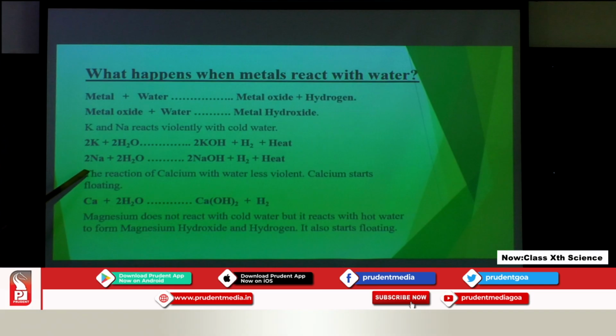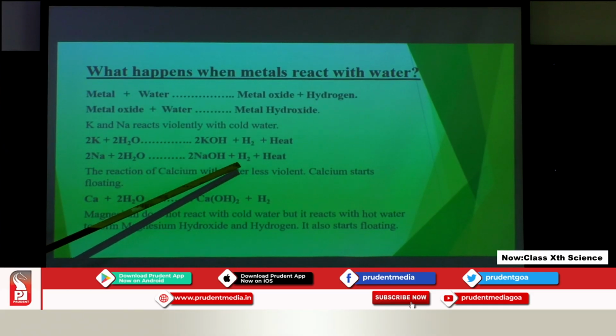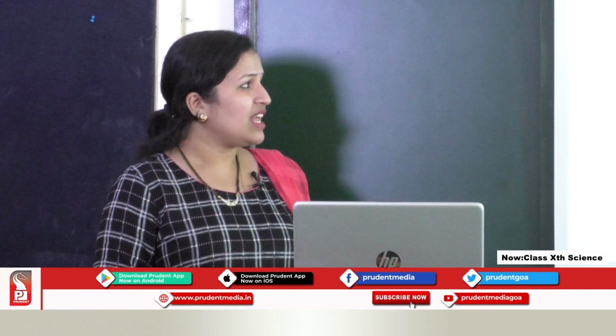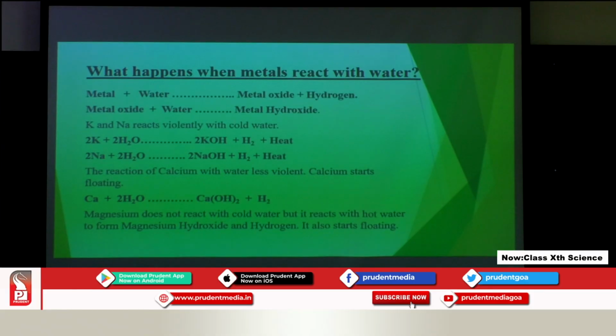The next is sodium. Sodium, when it reacts with water, gives sodium hydroxide. Sodium hydroxide is also an alkali. Hydrogen gas is released and heat is evolved. So, both the reactions, with sodium and potassium, are highly exothermic reactions. A large amount of heat is evolved. The next is calcium.